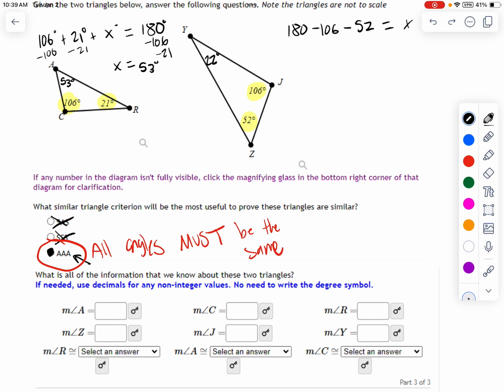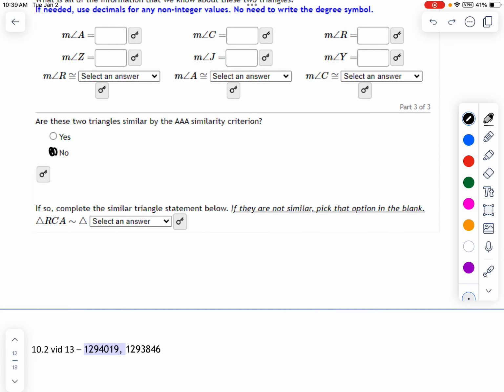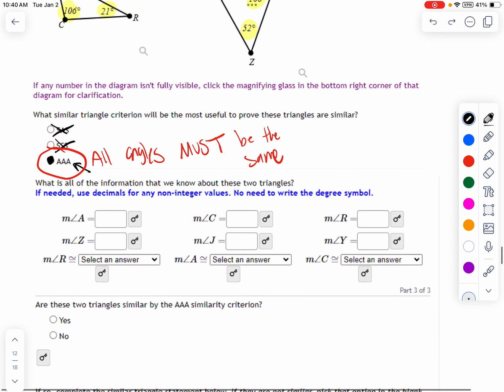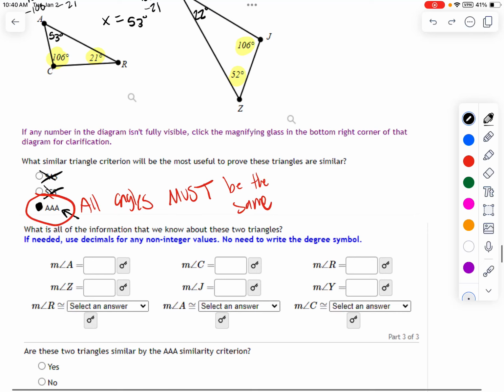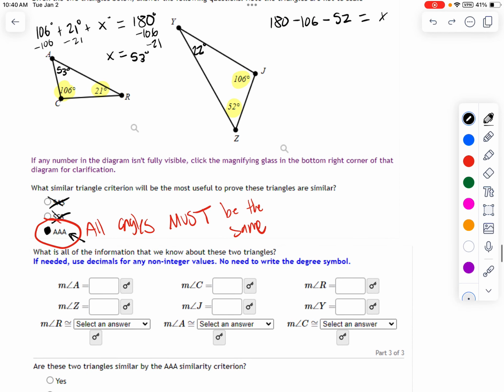Thus, pretty much should be done, right? So are they similar? No, you pick that. If they're not similar, bam. But you still have to go through this middle part first, where you're essentially stating all of the information. A little tedious, but that's okay. So the first one says measure of angle A. A is right here, so the angle is 53. Don't need to worry about the degree sign, no need to write that. So you just put 53 into the blank. The measure of angle Z is 52.